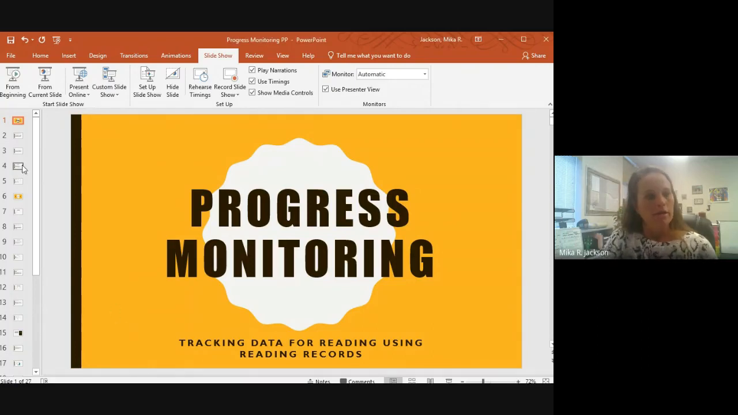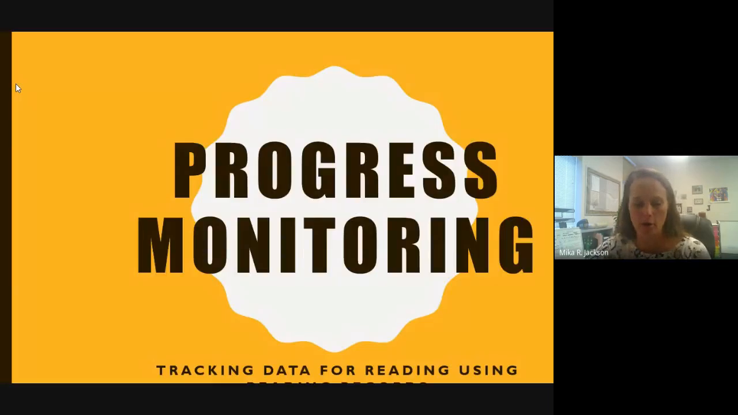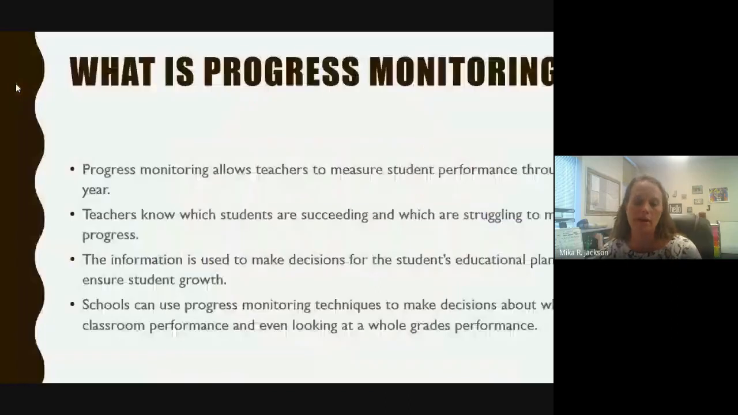Okay, so let's look at progress monitoring. So we want to be able to track data, because we know that when we track data, we know where our students are. So basically, what is progress monitoring? It really allows teachers to be able to measure their students' growth throughout the year. Whenever you do progress monitoring, you know which students are growing at the rate they're supposed to and which ones are struggling to make that progress.